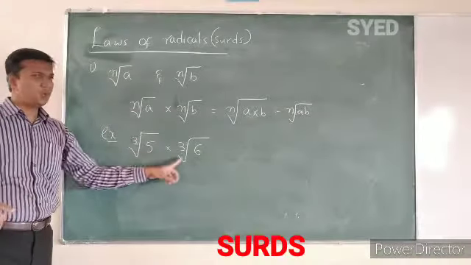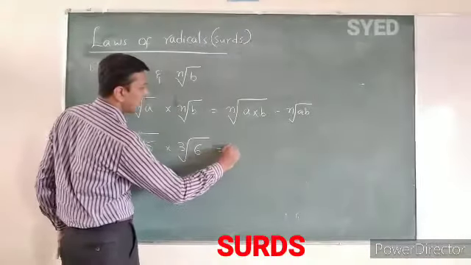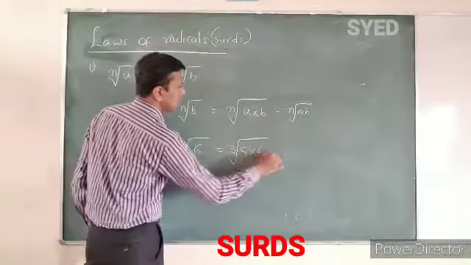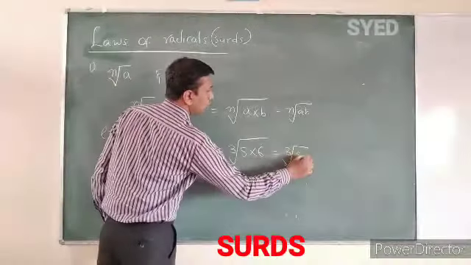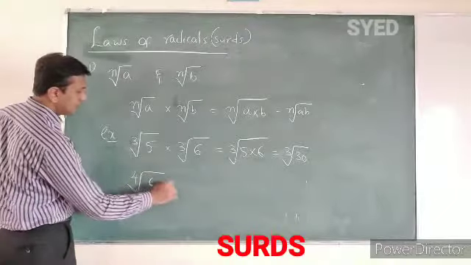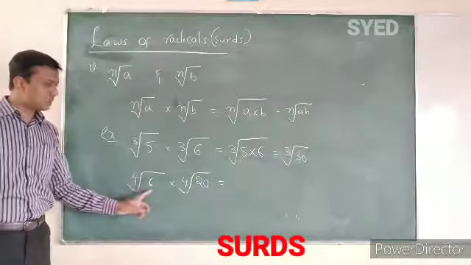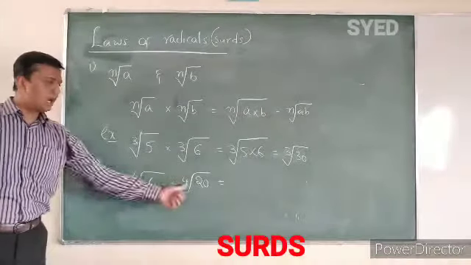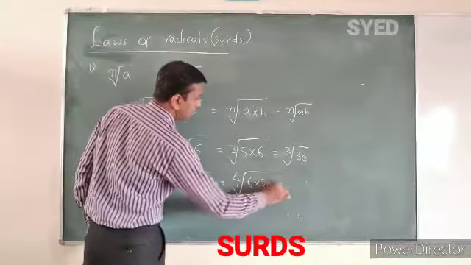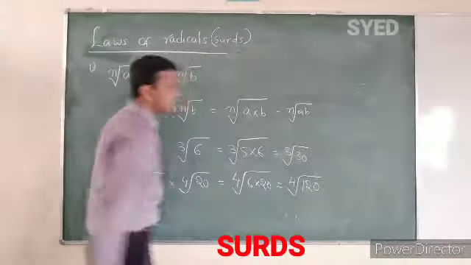Cube root 5 into cube root 6. Because the order is the same, we can multiply the radicands. Cube root 5 into 6, 30. Cube root 30. Similarly, one more example. 4th root 6, 4th root 20. Because the order is the same, I can multiply 4th root 6 into 20. That means 4th root 120.